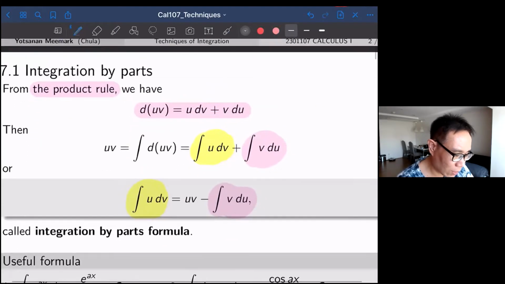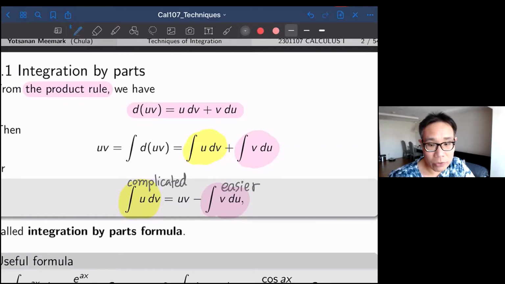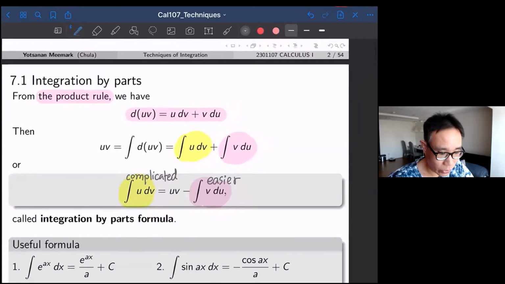Okay, so I'm gonna write it down here. I'm gonna mention that this is the complicated one, and you're gonna get the easier one. So you use by parts to do this job for you.